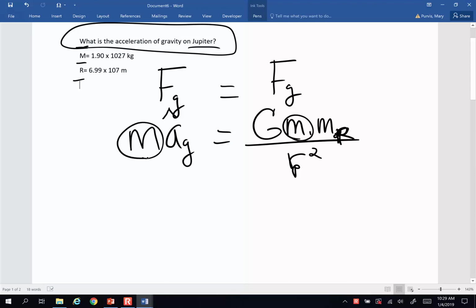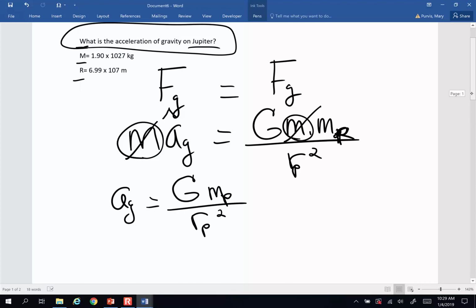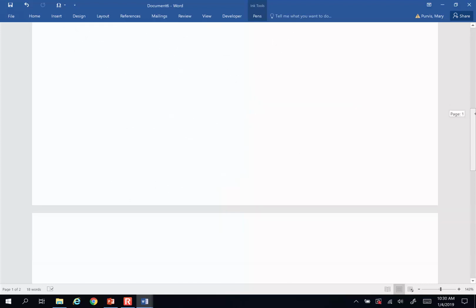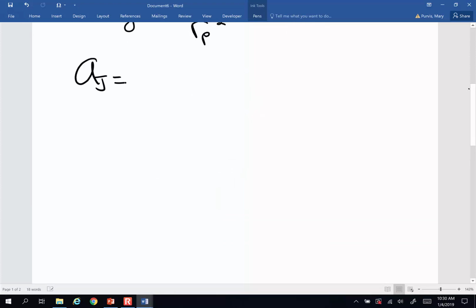Well, the other mass is a test mass. This could be the mass of a person, mass of a puppy, whatever, but it's going to fall out of the equation. So the acceleration of gravity on another planet is going to be equal to G, the mass of that planet, divided by the radius of that planet squared. So let's go ahead and figure this out for one of the kings of our planets in our solar system, Jupiter. So it's going to be G.